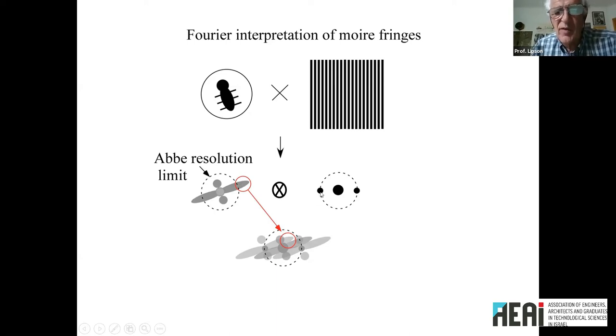But when we convolve it with the three points, the zero, first, and minus first order, which are the transform of this periodic grating, then you see you get the image, the Fourier transform, three times. And this little bit of the transform, which was inaccessible before, is now within the resolution limit of the system, and therefore you can see it. So this worked very nicely.